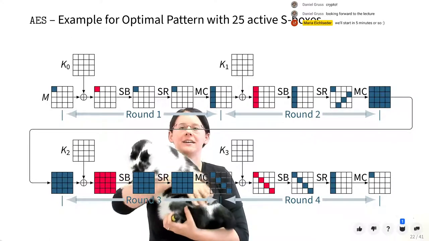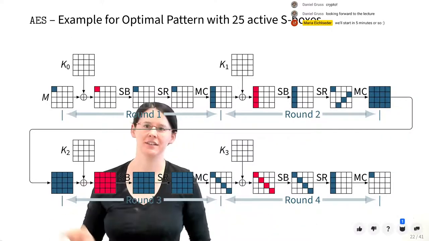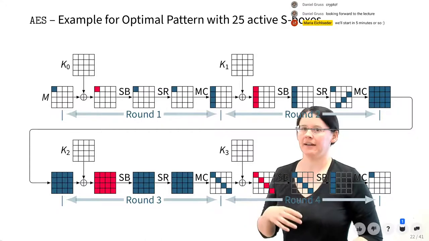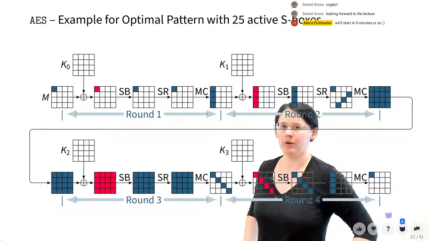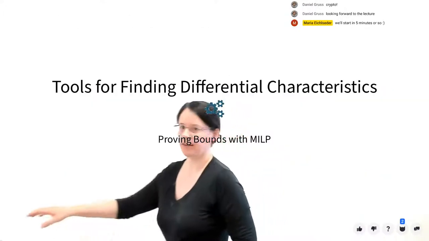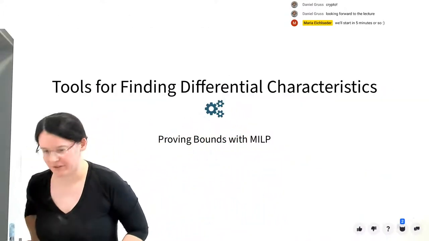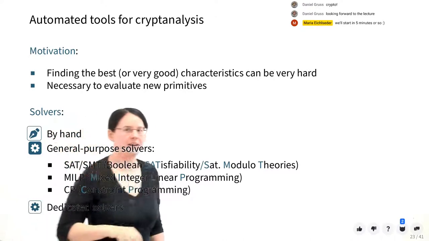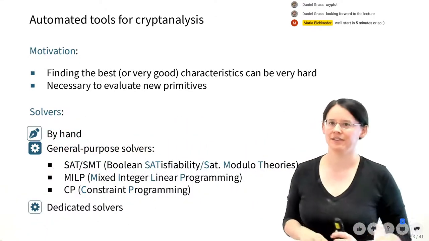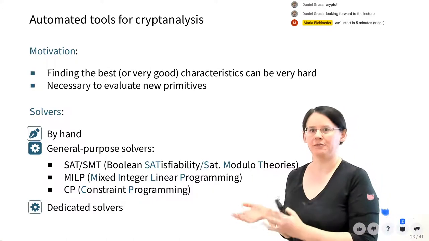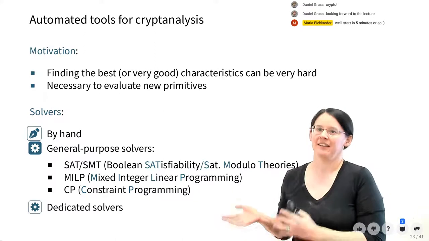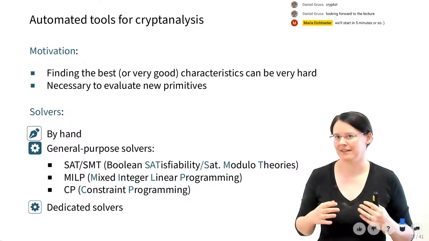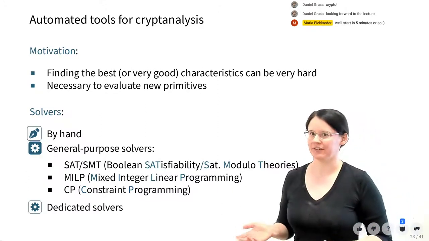So let's have a look at how we can actually prove that there is no better characteristic with fewer active S-boxes. One of the ways you can prove this is by a pen and paper argument. But here, instead, I want to show how to do this with an automated solver. So I want to give a brief overview of tools for finding such characteristics. The motivation is that both the attacker and the designer are interested in the question. The attacker wants to find one good characteristic with a high probability. The designer wants to prove that there isn't even a single characteristic with a high probability. So both are interested in what the best possible characteristics are.